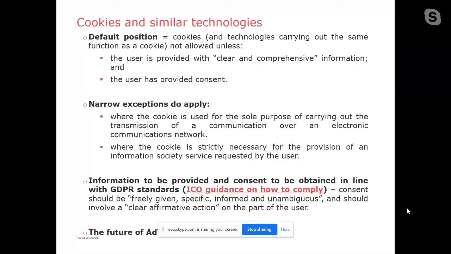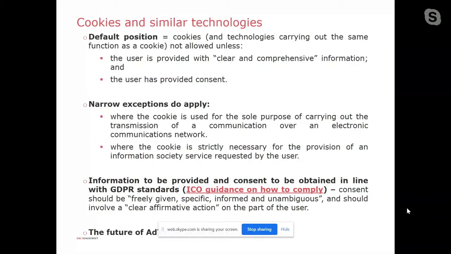How to obtain consent, again, in a similar way to the rules around info, you've got to comply with GDPR standards in the context of consent. And I think I've included the definition of consent there on the slide. So it needs to be freely given, specific, informed, and unambiguous. And probably the most important point to note here is it must be through an affirmative action on the part of the user before the cookie is set.